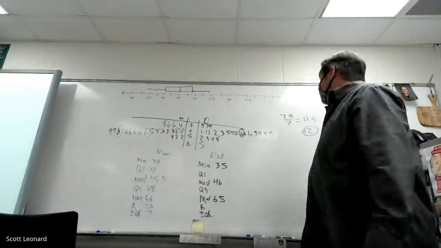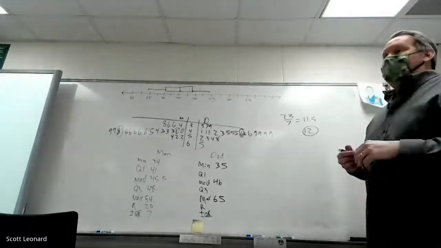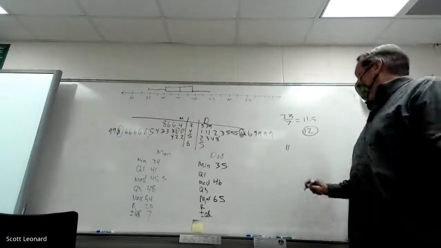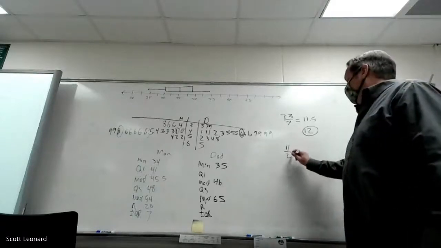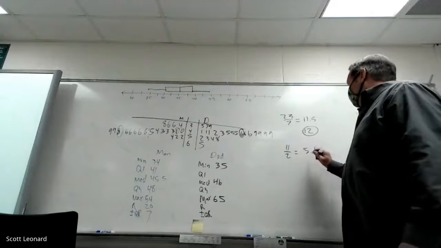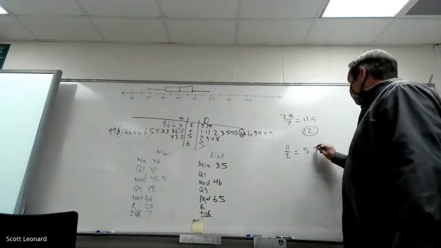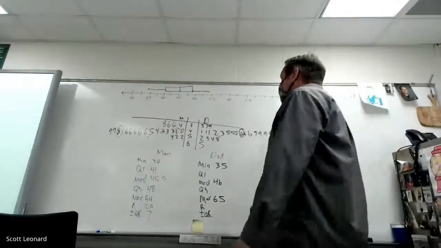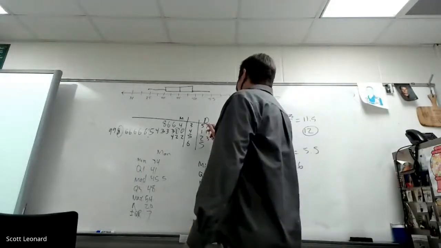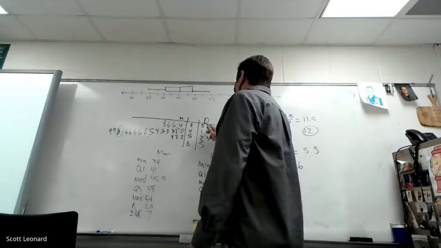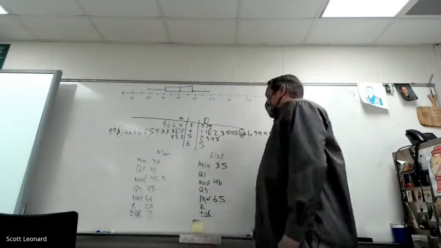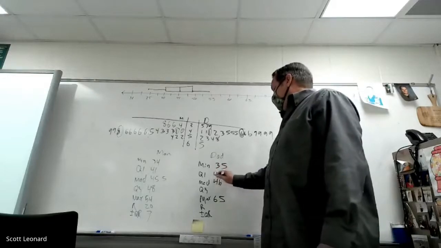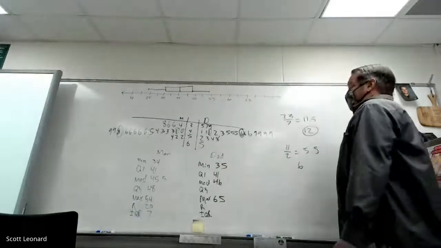Okay, so now we have 11 numbers. If I have 11 numbers, what number is the middle? 11 divided by 2 is 5.5. What number is the middle? 6th number. So I'm going to start back over here again. 1, 2, 3, 4, 5, 6. What number is the Q1? 41.